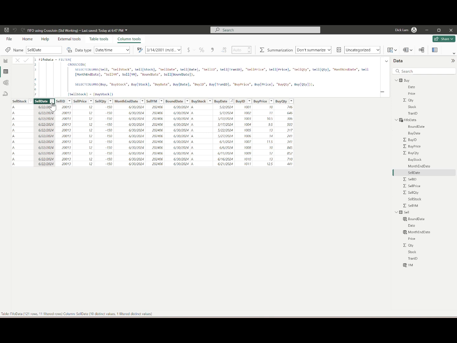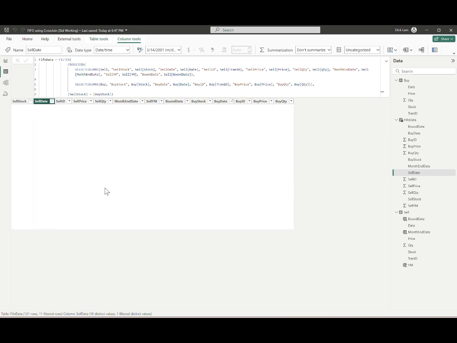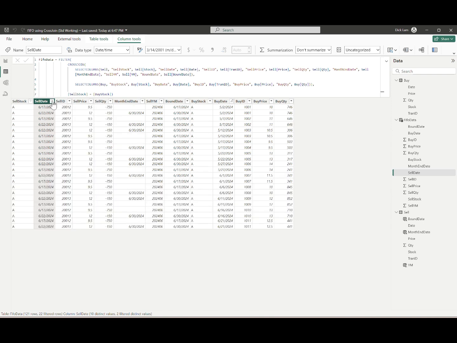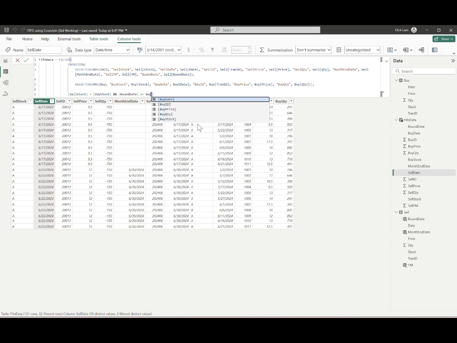Now, let's include June 17 and June 22nd altogether. If it is June 17, the bound day is June 17. If it is June 22nd, we know that this is the last sales transaction. The bound day would be June 30. So in this case, we can set up the filtering criteria using bound day, and bound day greater or equal to buy day.